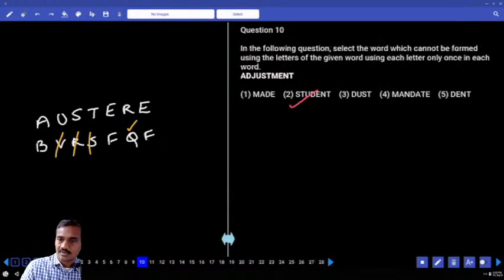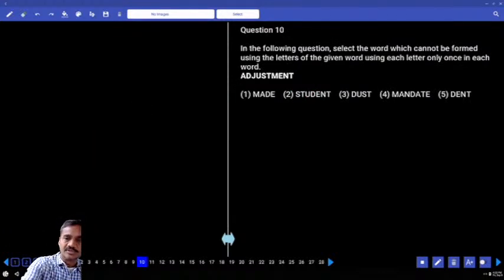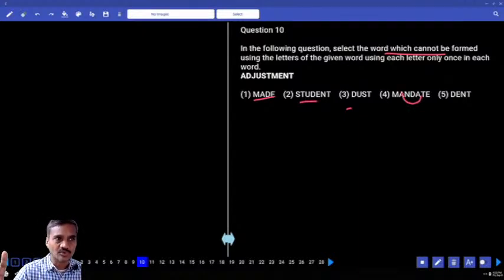Then 10th one. Now in this question number 10, in the following, the word which cannot be formed. Now adjustment, M-A-D-E. M-A-D-E-S, it can be formed. S-T-U-D-E-N-T. A student is the word that can be formed or not? Yes. D-U-S-T, dust also can be formed. Mandate, M-A-N-D-A-T. A is written twice, but A must be written only once. Hence choice 4 cannot be formed.